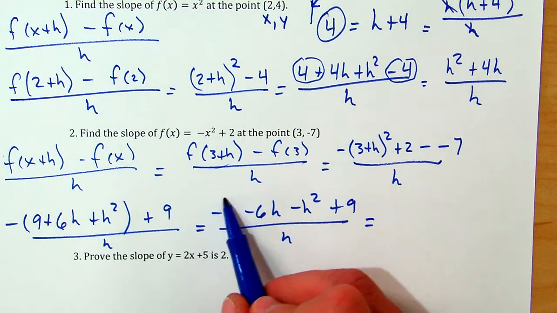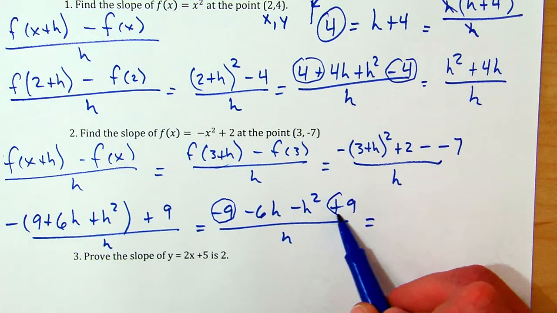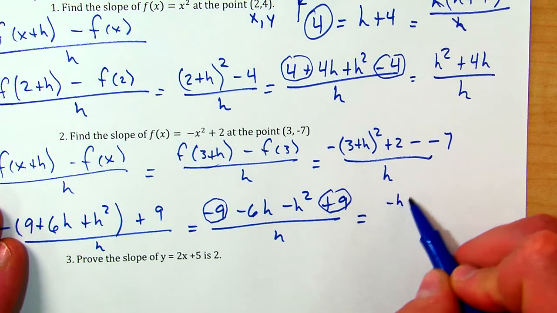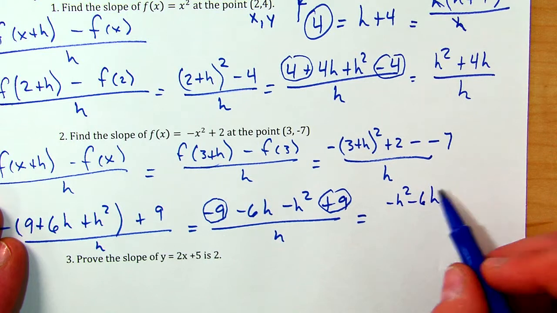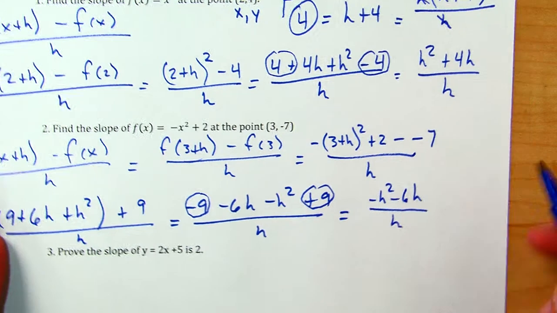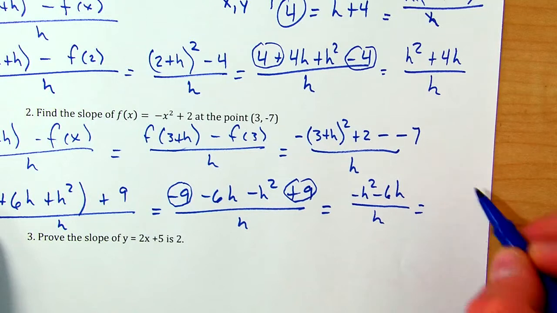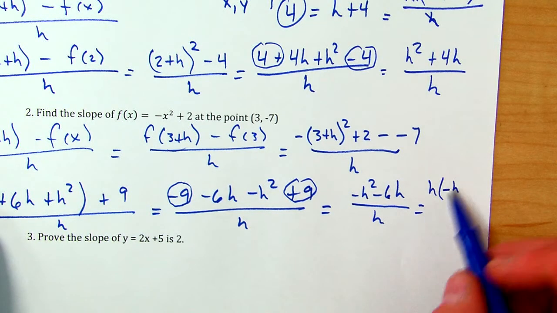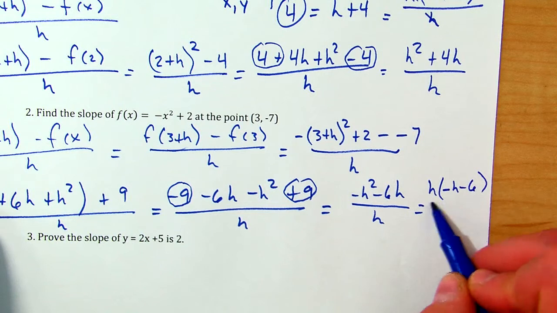Let's highlight the parts that cancel out. I see a negative 9 and a positive 9, like that. So I have negative h squared minus 6h all over h. We can factor an h out of the top. If I do that, I have h times (negative h minus 6) all over h, and cancel.